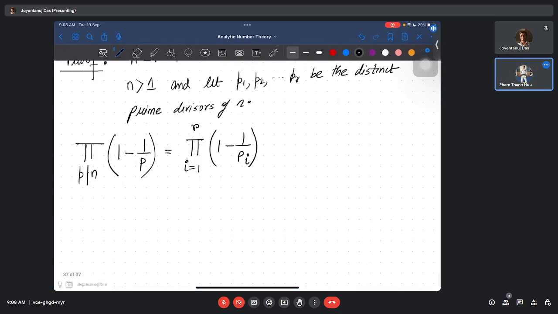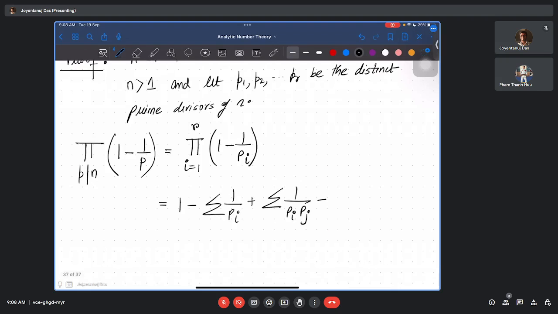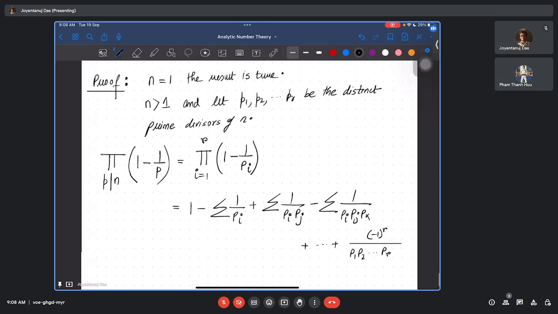Okay. Now if I expand this, if I multiply all the terms and write it, it will look like this. It will be 1 minus summation 1 by pi, plus summation 1 by pi pj, then minus summation 1 by pi pj pk, and so on, up to the last term, which will be minus 1 to the power r, over p1 p2 all the way up to pr. This is what comes if I expand this multiplication.